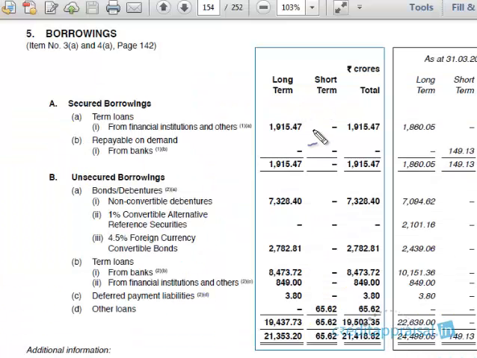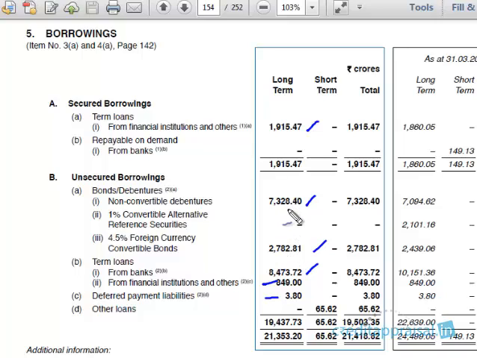Okay, so we have made entries for term loans from banks and debentures. Gone. So what are we left with? Financial institutions and deferred payment liability. Actually, you can club this 849 also with term loans from banks and financial institutions, but I have not done that. I'm treating it as an other term liability.